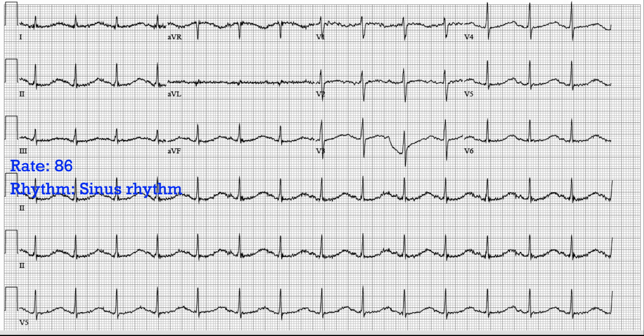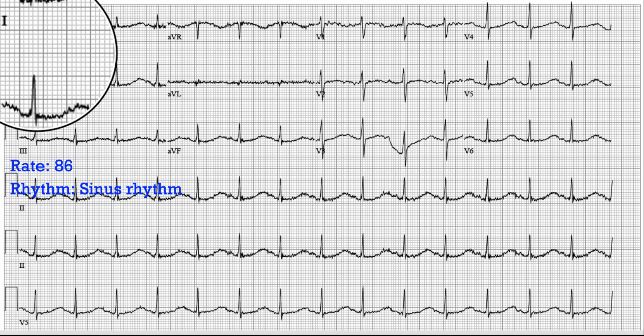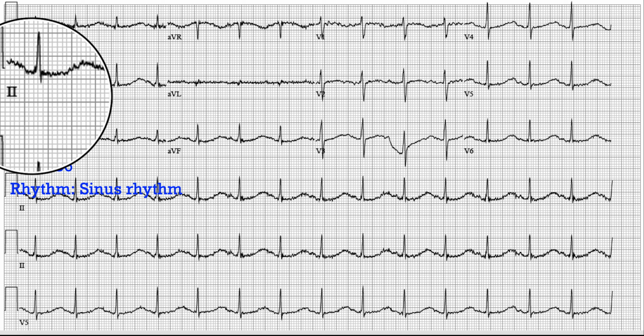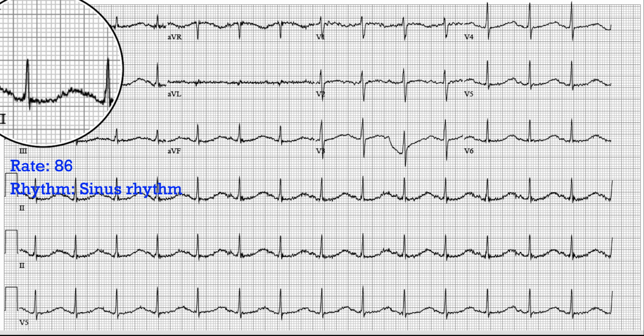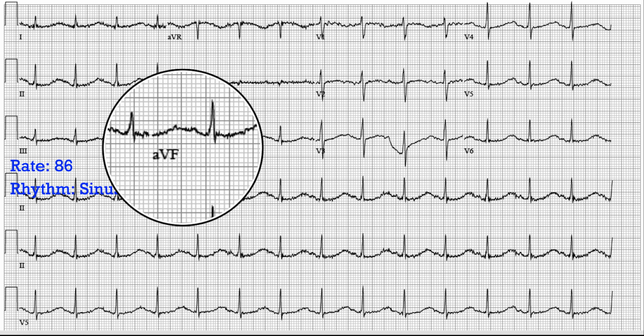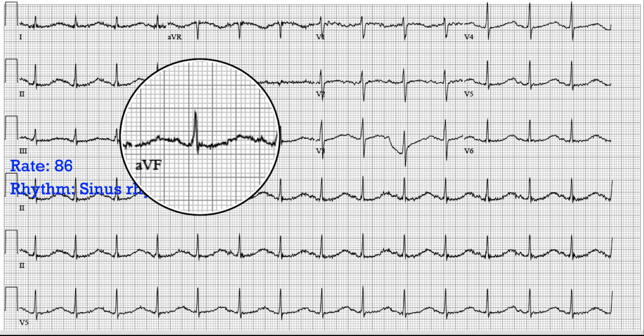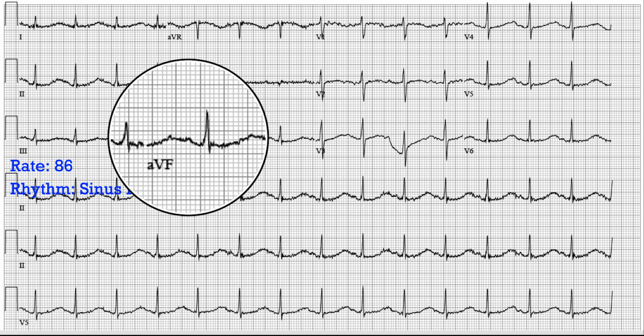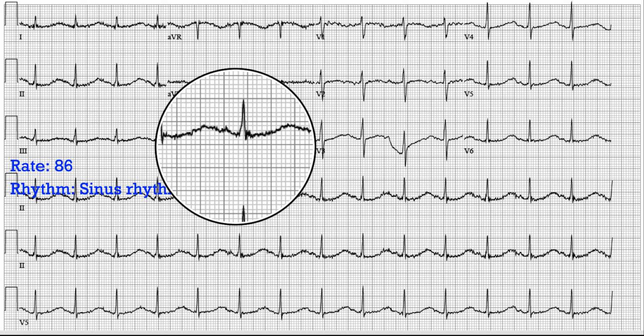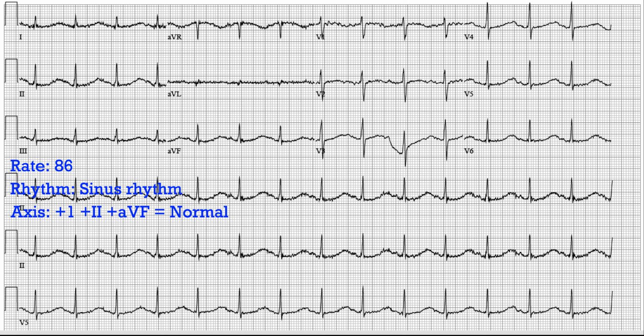Rate, rhythm, axis. If we're going to go through the axis, let's just hit it. This is positive in lead 1. It is positive in lead 2, meaning it's all above the isoelectric line, the baseline. And then in lead AVF, which is the one that I typically look at otherwise, it's also positive. This gives us somewhere in the normal axis. I don't know exactly where, and I don't need to put a number on it because it doesn't really help me. But normal axis, let's say, for this. All right, rate, rhythm, axis.